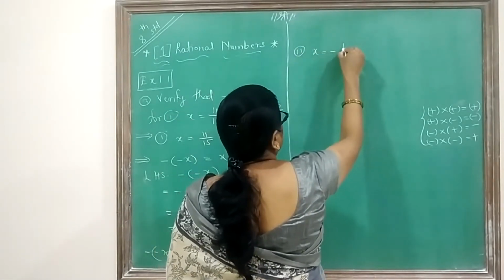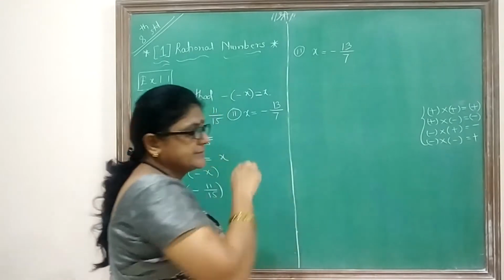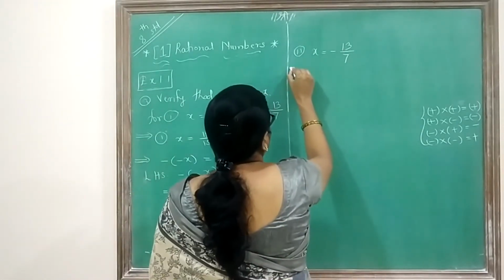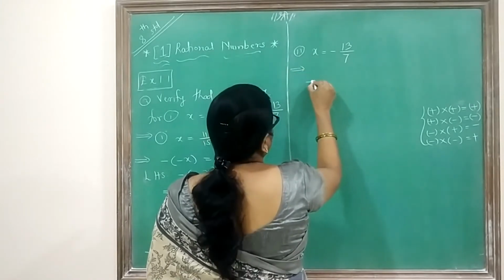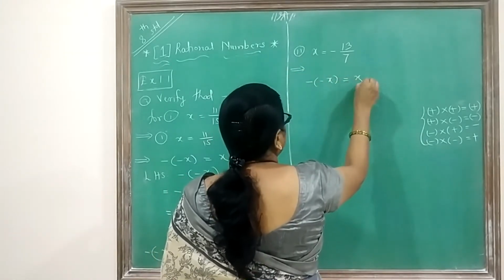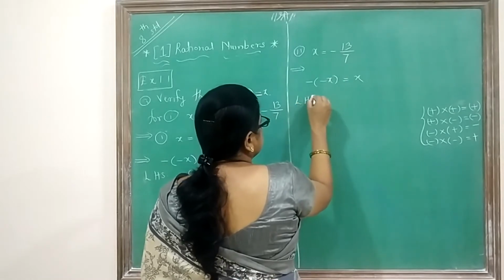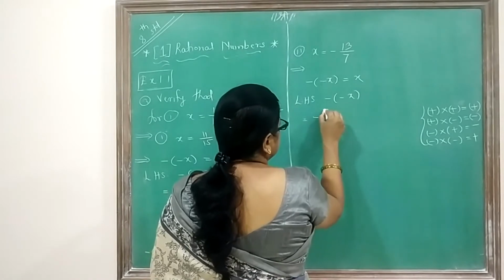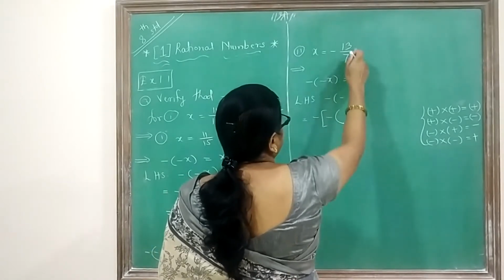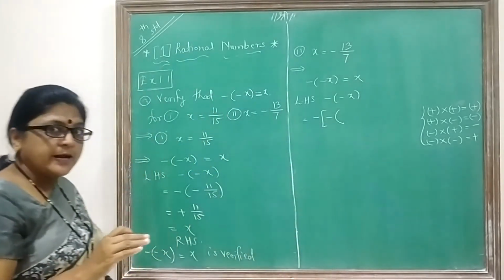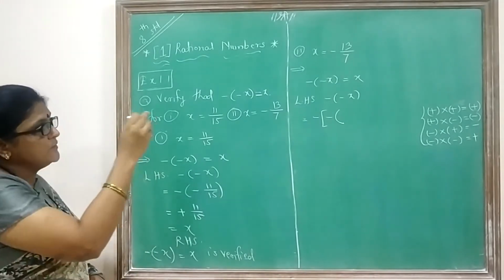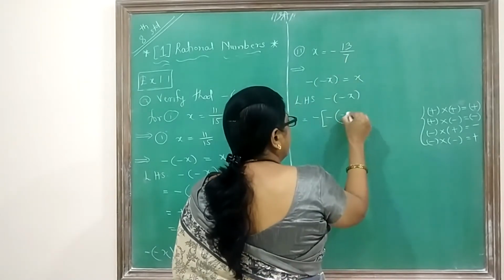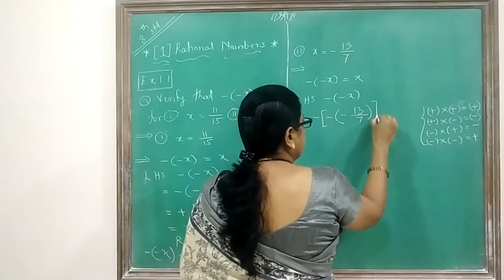x equal to minus 13 by 7. Again you will write here your rule: minus minus x equal to x. Then you will write here LHS, that is minus minus x. Then you will write here minus in bracket, minus in bracket. What is the value of x? You will take your bracket because your x value is negative. Then minus 13 by 7.